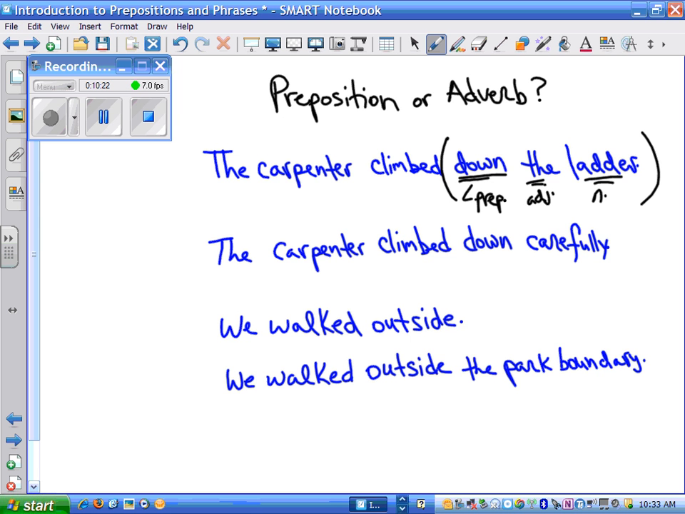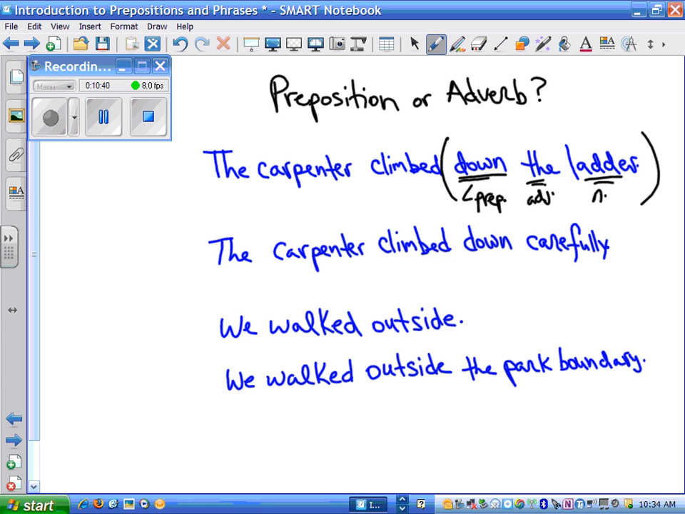Okay, so remember that pattern. Preposition plus a noun or a pronoun. And of course, again, we might have some modifiers in between. We're going to begin with the preposition. We're going to end with a noun or a pronoun with that phrase.